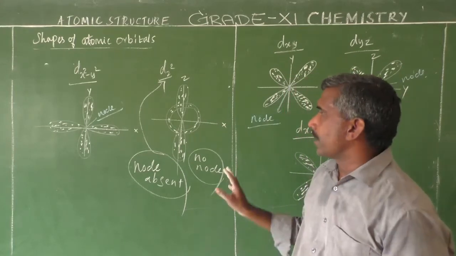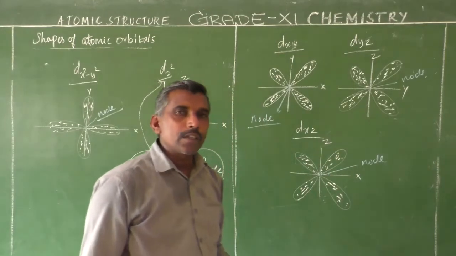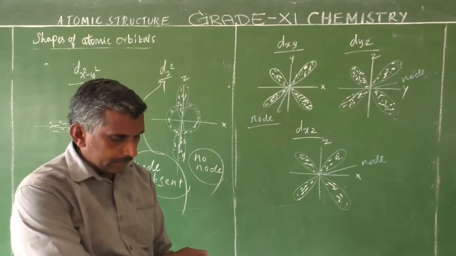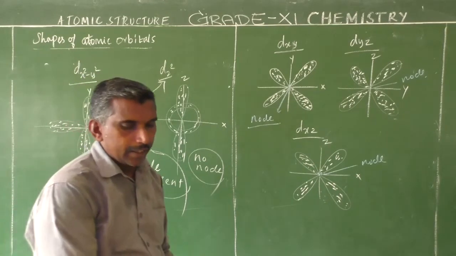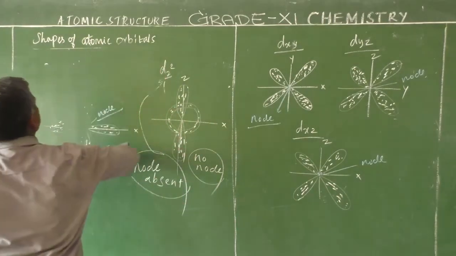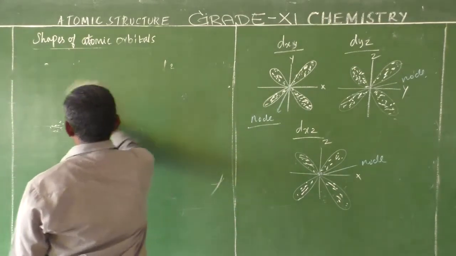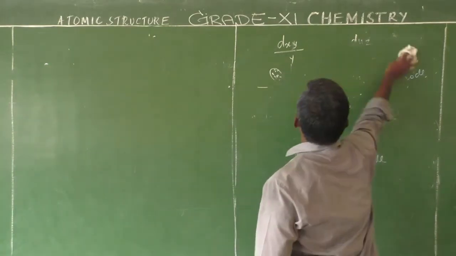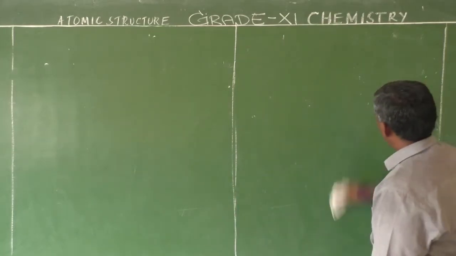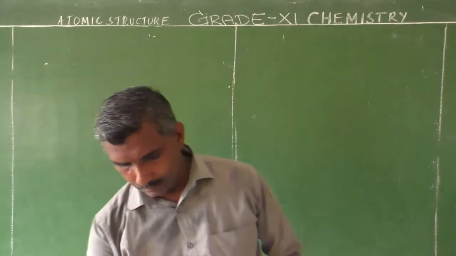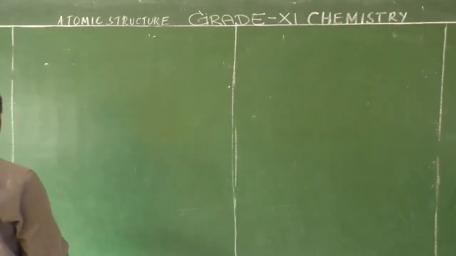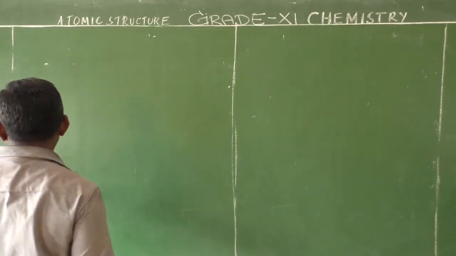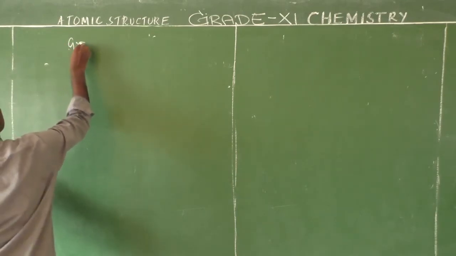Okay. That is the s, p, d charge cloud diagram, and the boundary surface diagram is over. Okay. Next topic: finding the nodal plane. I will explain one graph. Graph for the wave equation, s orbital, p orbital.